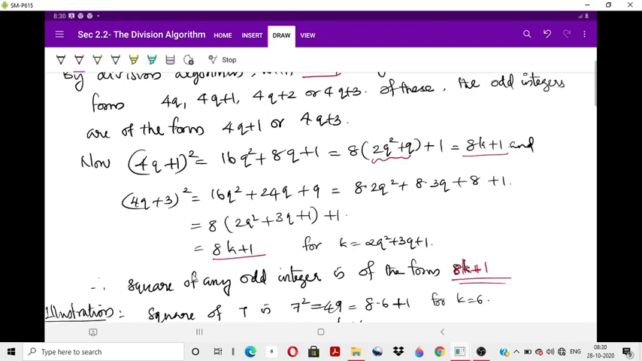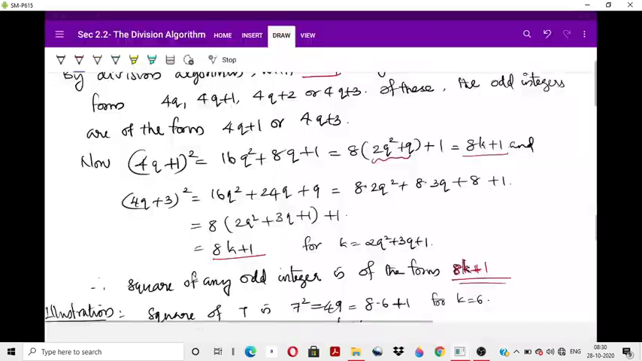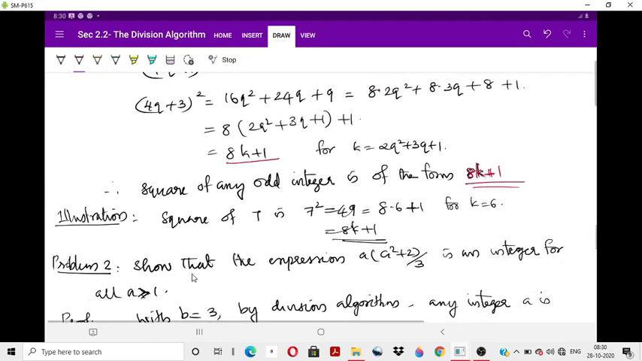Consider the odd integer 7. What will be its square? 7 square, we know, is 49. So by our result we can write 49 as 8 into k plus 1. So what will be that k? 49 we can write as 48 plus 1, and 48 is a multiple of 8. So 8 into 6 plus 1. So for k equal to 6 we can write 7 square as 8k plus 1. This is just an illustration.